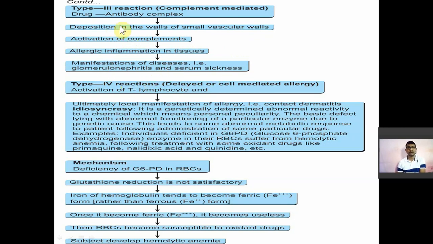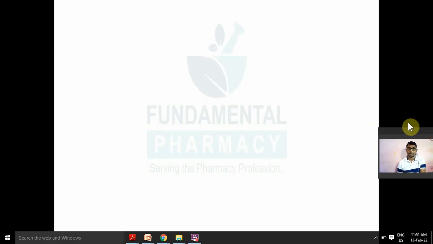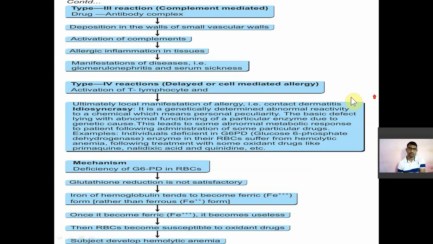तो इसमें क्या होता है कि ड्रग एंटीबॉडी कॉम्प्लेक्स, टाइप 3 एलर्जिक रिएक्शन, they are known as complement mediated allergic reaction. इसमें जो ड्रग है, drug will act as antigen, और ऑलरेडी आपकी बॉडी में जो एंटीबॉडीज हैं, उनका कॉम्प्लेक्स बन जाएगा और वो कॉम्प्लेक्स टिश्यू में डिपॉजिट होगा. Okay, for example blood vessel में, ठीक है.